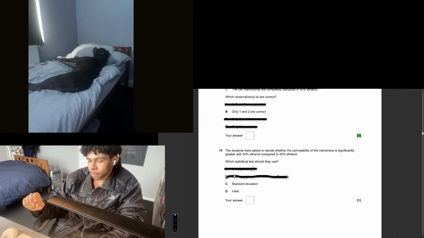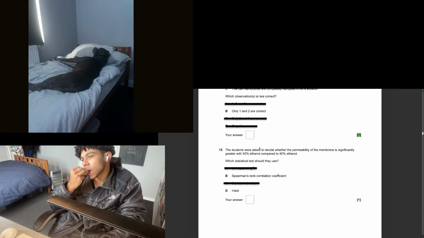Significantly greater than 50% compared to 40%, which statistical test? Okay, chi squared is expected versus observed. It's not a significant difference, not significantly greater than. So that's relevant. That's just to see if something's proportional. Oh, wait. I suppose that could actually be used.